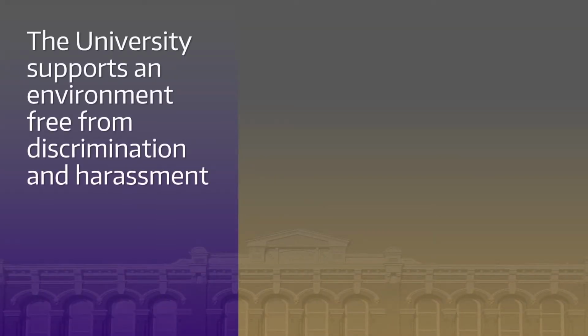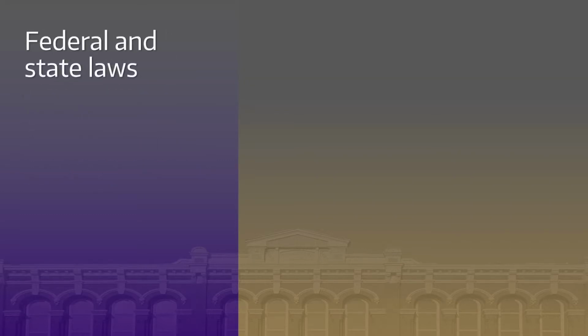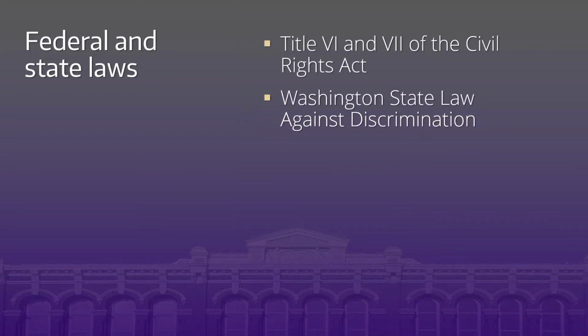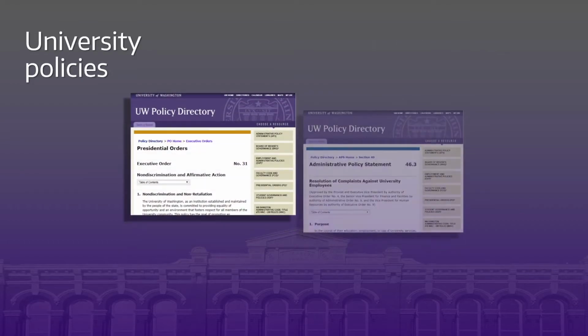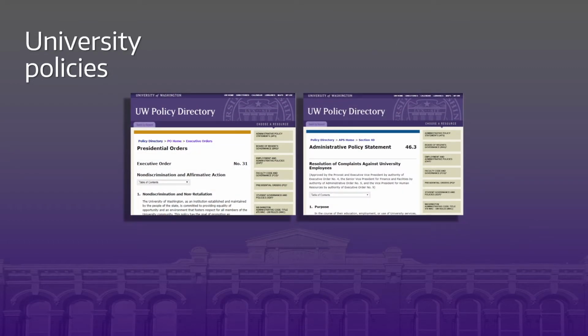The university supports a working and learning environment free from discrimination and harassment. There are federal and state laws that prohibit discrimination and harassment based on race, color, and national origin: Title VI and Title VII of the Civil Rights Act and the Washington State Law Against Discrimination. The University of Washington has incorporated the mandates of these and other federal and state laws into policies that prohibit discrimination and harassment at the university.